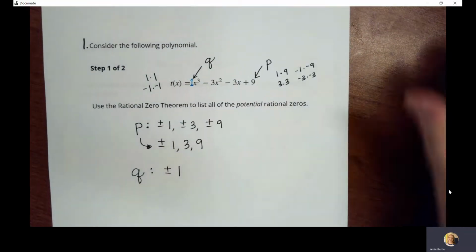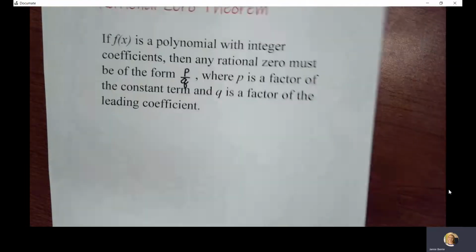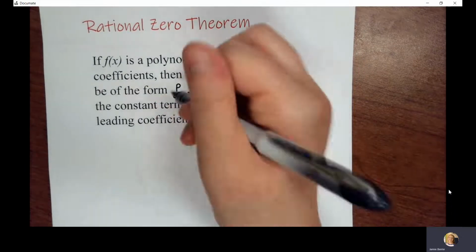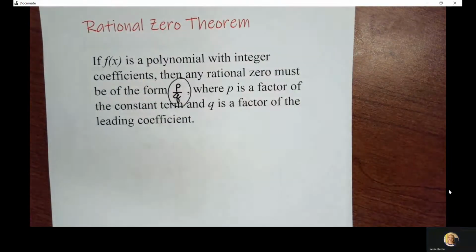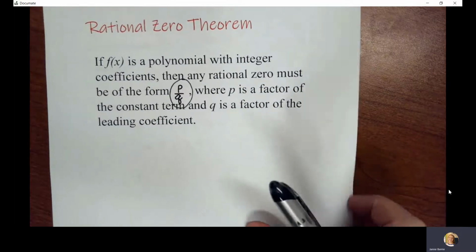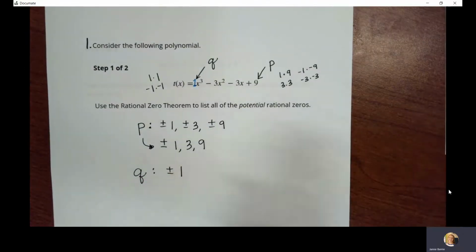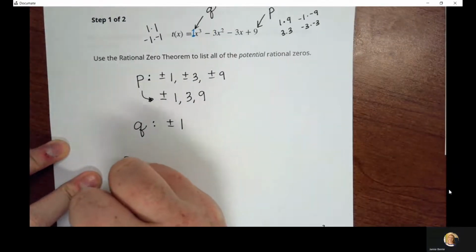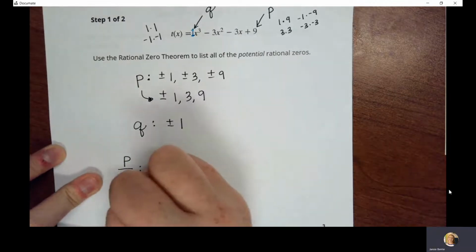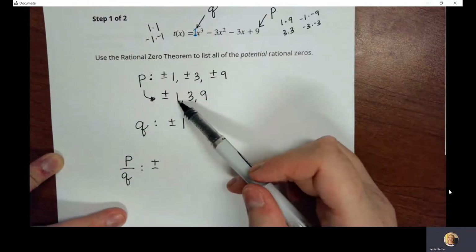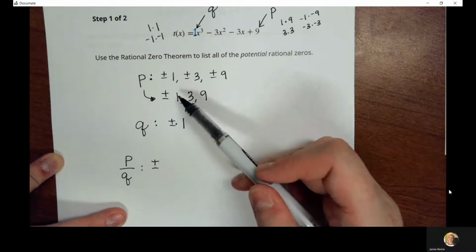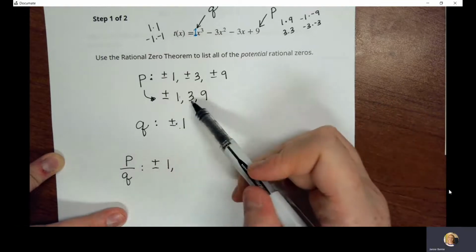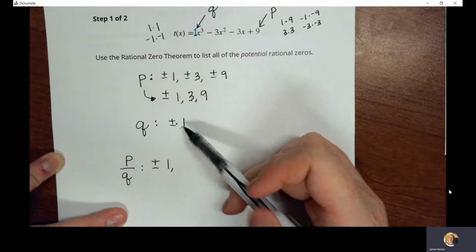All right, so now we're going to list the potential rational zeros. The rational zero theorem says that any rational zeros must be of the form p over q, where p is a factor of the constant term and q is a factor of the leading coefficient. So we have to form these into little fractions, p over q, putting the plus or minus at the front. Here's p, here's q. p divided by q: 1 divided by 1 is 1. Moving on to the next one, 3 divided by 1 is 3.